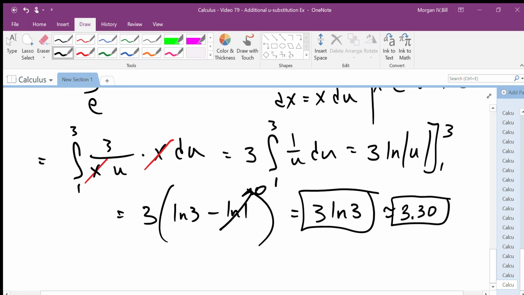Somewhere about right there. All right, so there's two more problems using u substitution just to help us work and see more of these problems.